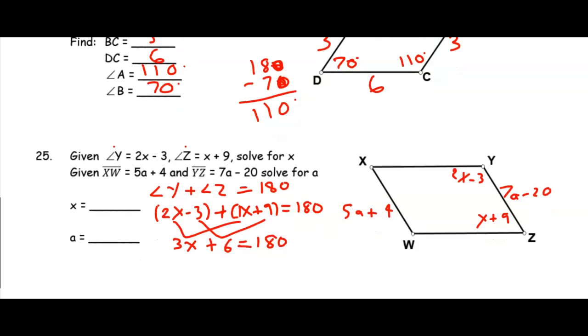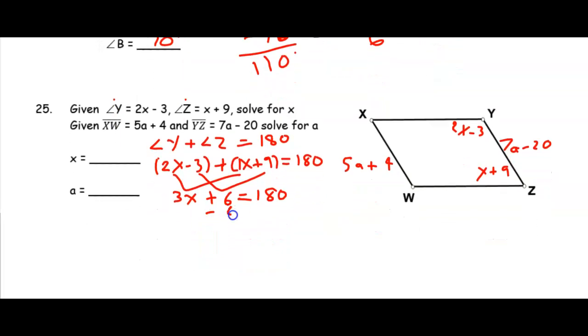And then let's solve this thing. Minus 6, minus 6. To get rid of that, I get 174. And divide by 3. x equals 58. Yeah, so x is 58. That's cool.